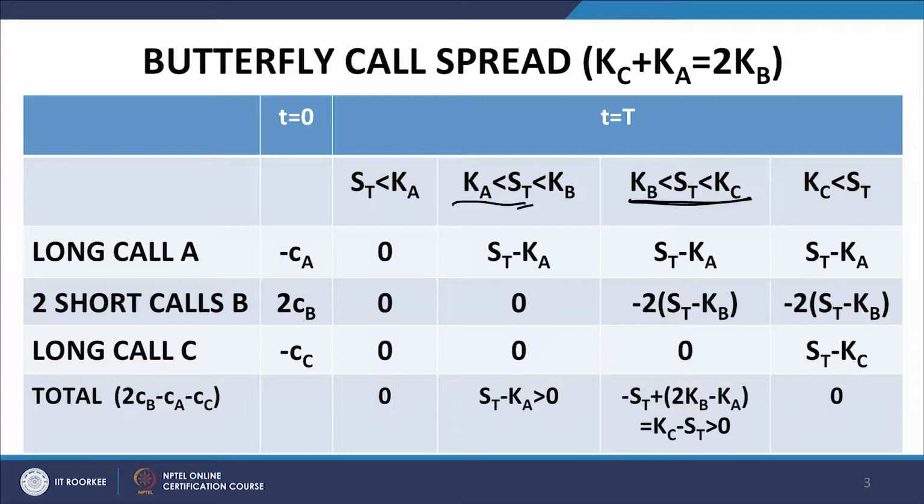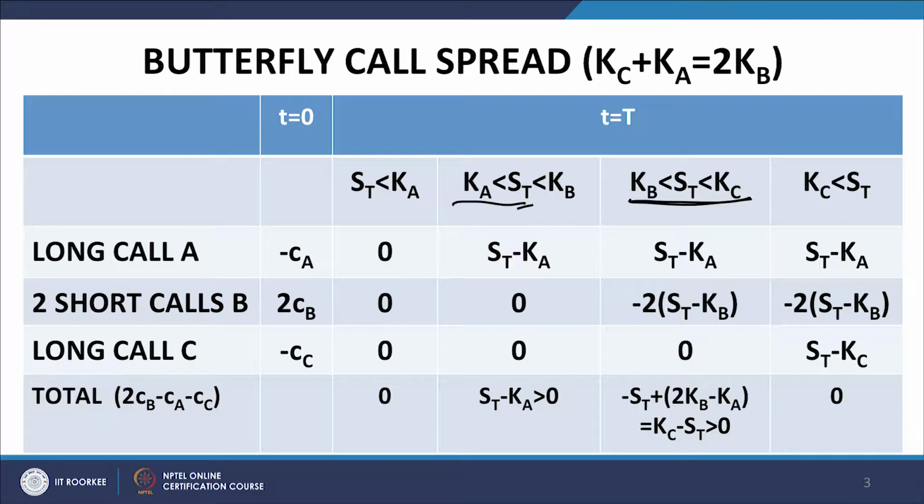Now, you look at this. If you look at the aggregate payoffs of all the options, we have St minus Ka, and remember Ka is less than St, and the payoff is St minus Ka, therefore this is greater than 0. If you look at this one, it is minus St plus 2 Kb minus Ka, but remember 2 Kb minus Ka is equal to Kc. So, it can be written as Kc minus St, which is again greater than 0, because Kc is greater than St. You can have a look at this particular inequality.